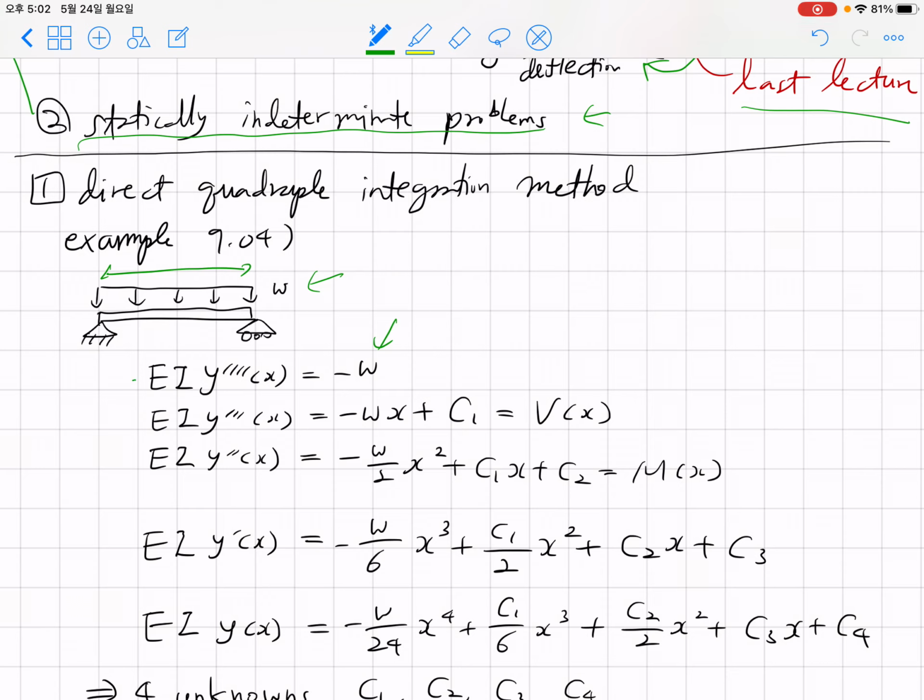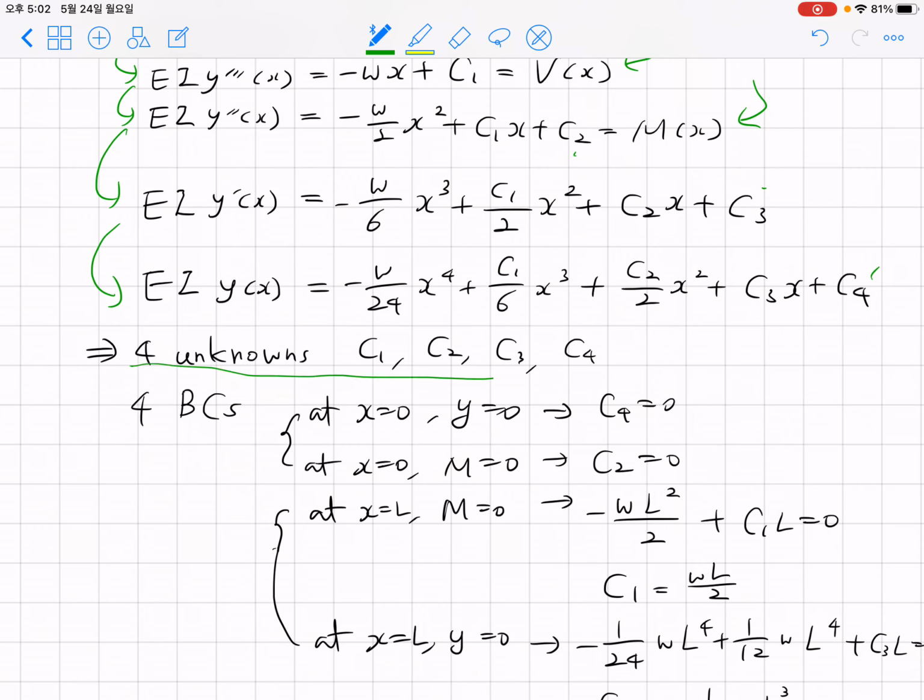So we can perform the integration 1, 2, 3, 4 times, and after each integration, you're going to have integration constants C1, C2, C3, and C4. The first and second integrations can be connected to V(x) and M(x). Okay, so here we have 4 unknowns, and it's our job to find these 4 unknowns from boundary conditions. We have 4 unknowns, which means we have to obtain 4 independent boundary conditions.